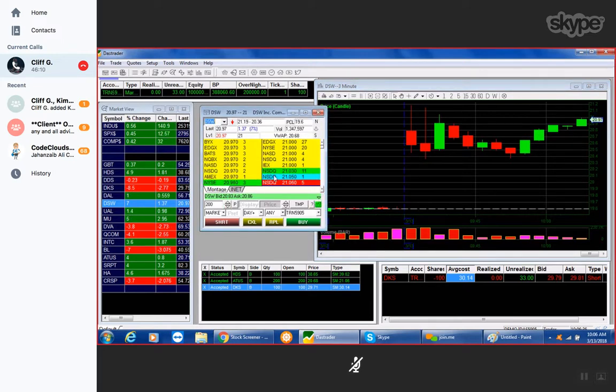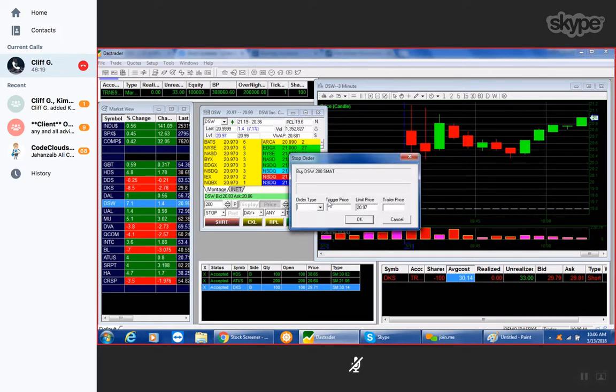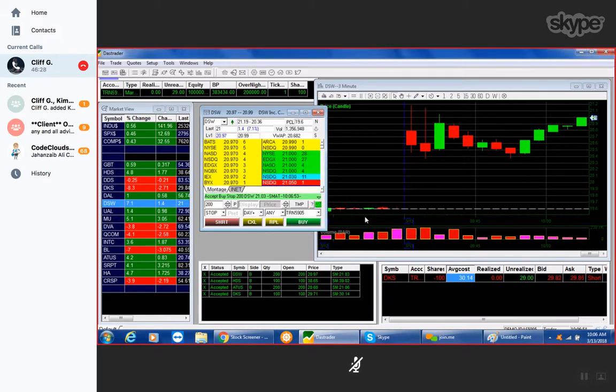It's right there. 21 whole number. So I'm going to put a trigger order in to buy 200 shares at 21.03. I want to be out of the way a little bit, and let's see if that one gets activated also.